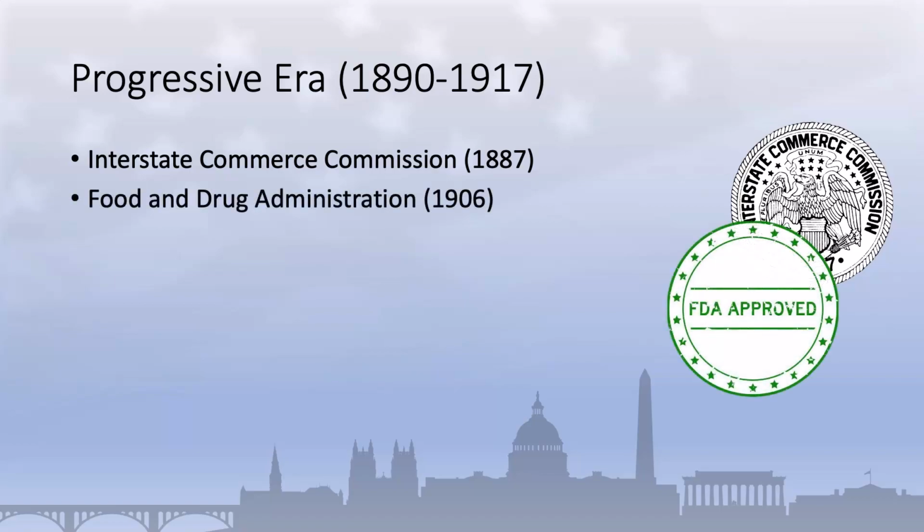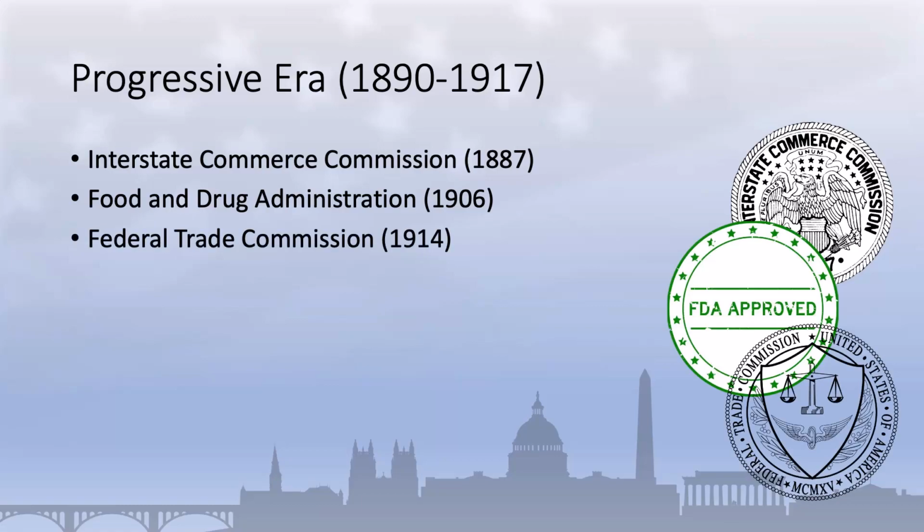The Food and Drug Administration, created in 1906, protects consumers from adulterated medicines and ensures the safety of the food supply. The Federal Trade Commission, established in 1914, enforces antitrust laws and ensures fair competition in the U.S. economy. These new regulatory bodies marked a significant shift in federalism as the federal government took on a more proactive role in addressing societal issues that transcended state boundaries.